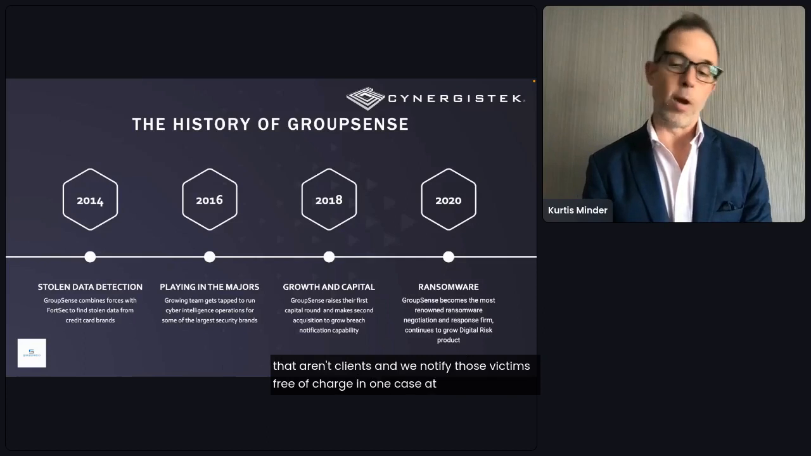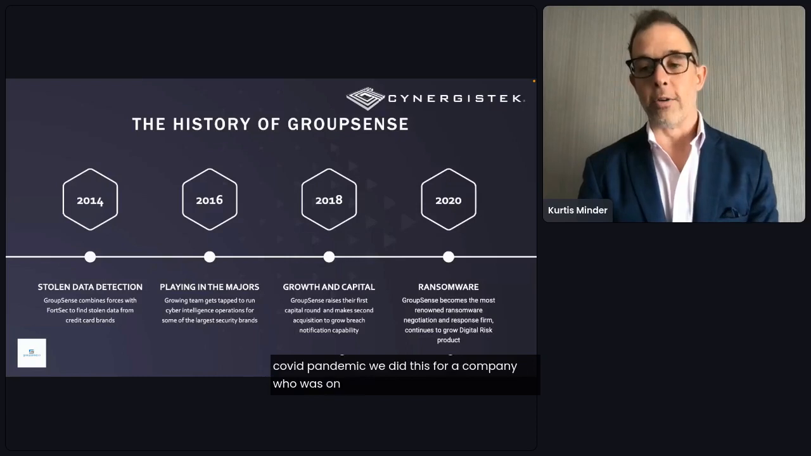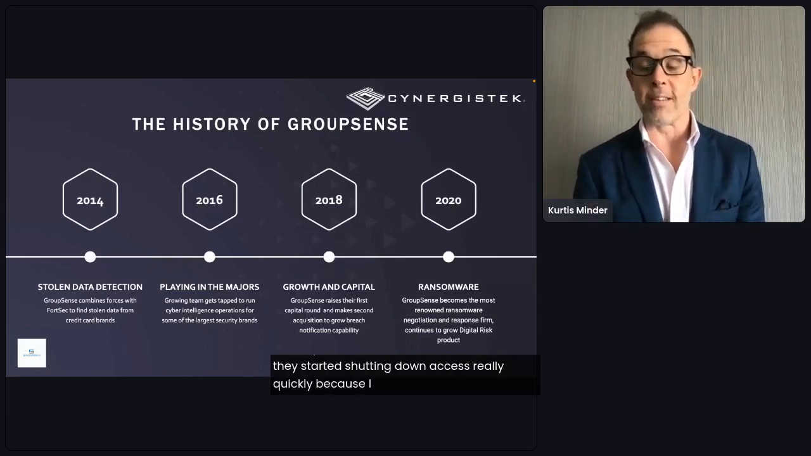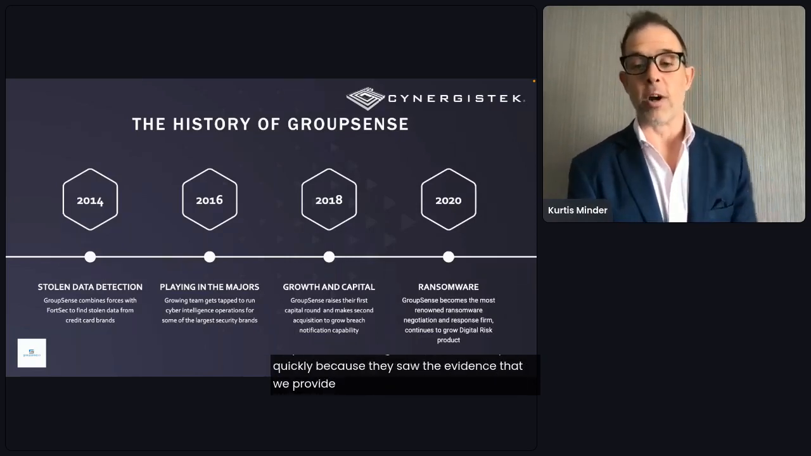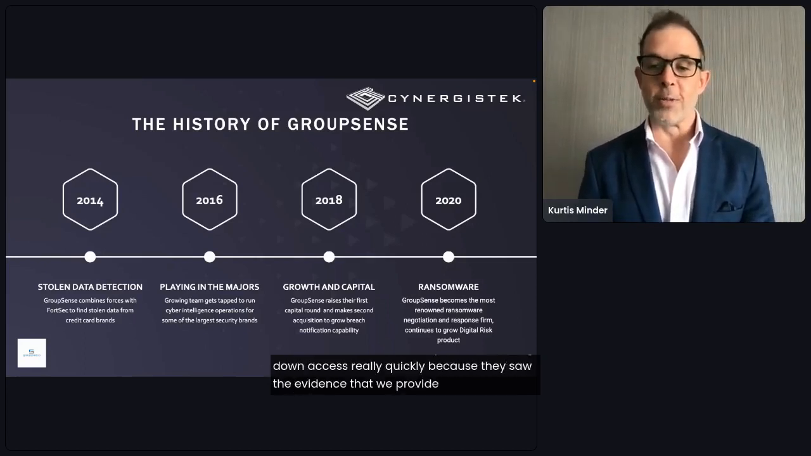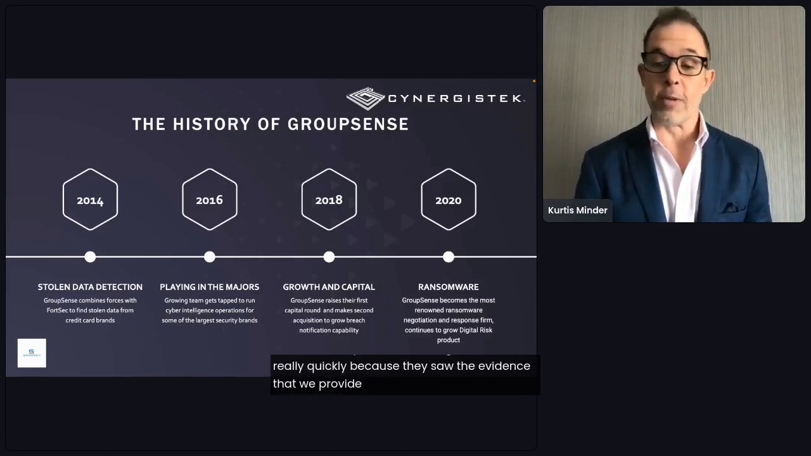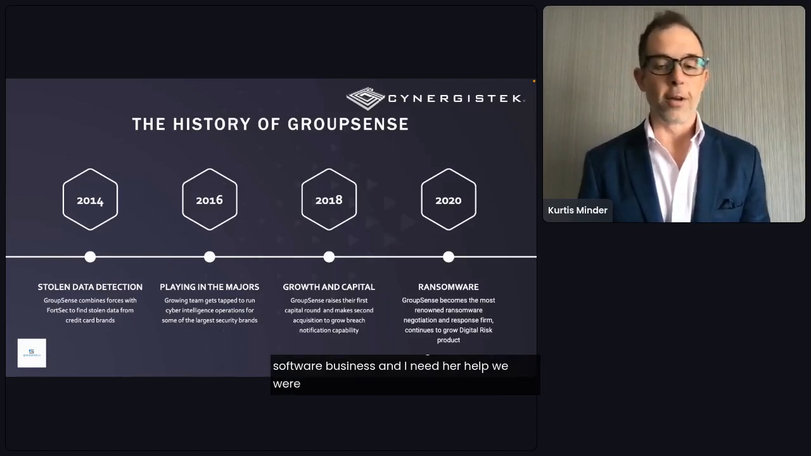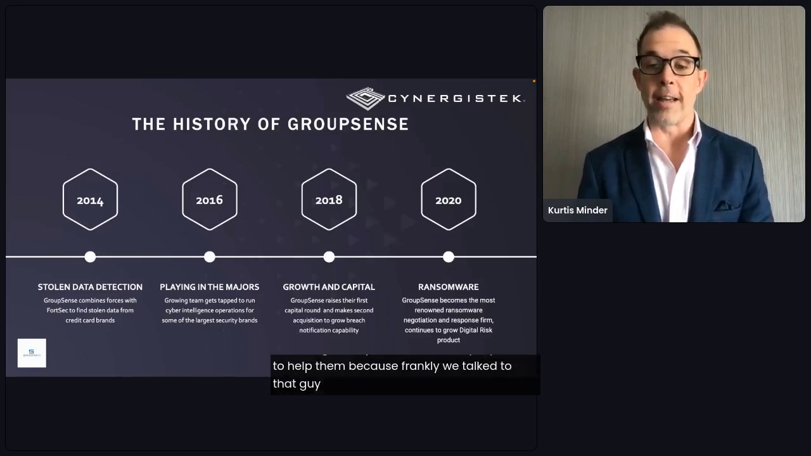In one case, right before the COVID pandemic, we did this for a company who was under a ransomware attack. We actually alerted them in advance of the attack. They started shutting down access really quickly because they saw the evidence that we provided, and the bad guy saw that, and the bad guy executed the ransomware. It had about a 30% impact. The good news is 70% was saved because we gave them advance notification about the attack. The downside was that 30% was meaningful to them as a software business, and they needed our help. It's a longer story, but the short version is we were uniquely suited to help them because, frankly, we talk to bad guys every day.